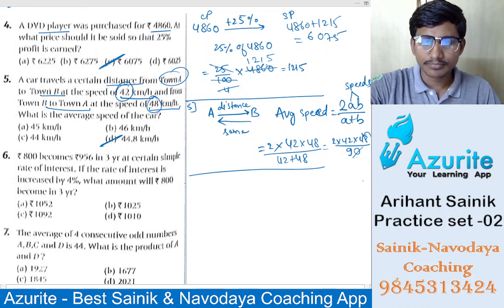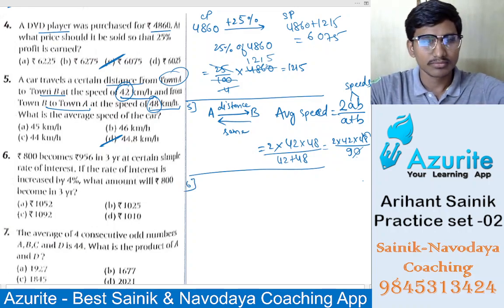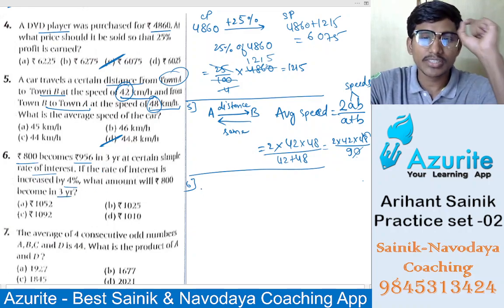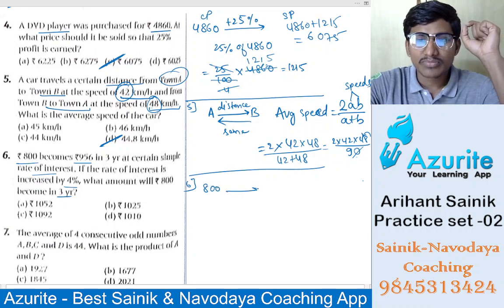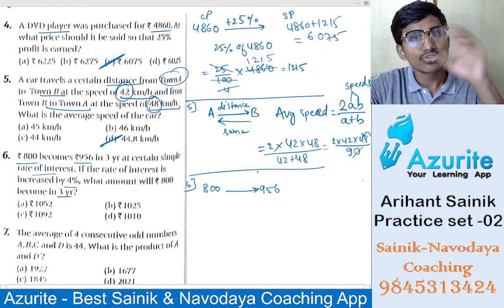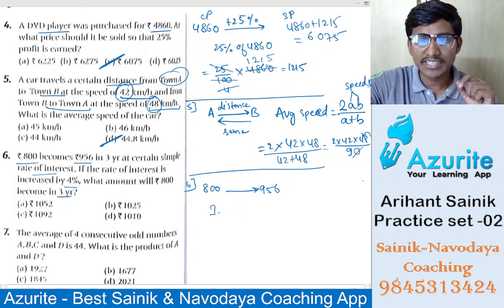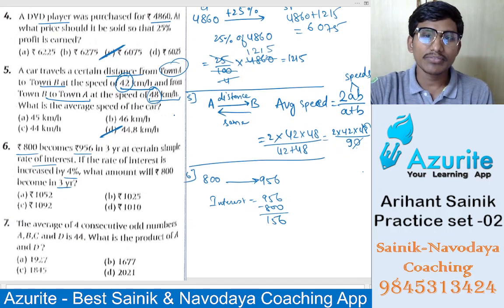So the sixth one. 800 becomes 956 in 3 years at a certain rate of interest. If the rate of interest is increased by 4%, what amount will 800 become in 3 years? That is the question. So first, 800 became 956, right? So how much is the interest? If you subtract, the interest is 956 minus 800, it is 156 rupees.